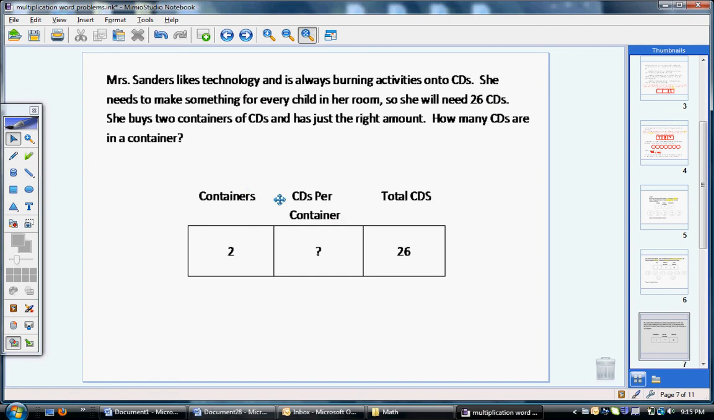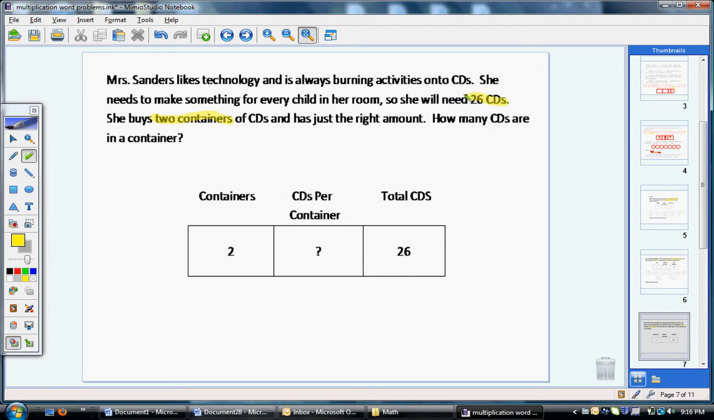First thing you need to do is draw that diagram. I know that I'm buying packages or containers of CDs. I'm trying to figure out how many CDs there are per package or a container. And I know the total number of CDs. After I've drawn my diagram, I go back and look for those keywords in my story. I can see that she will need 26 CDs. She's buying 2 containers. And we're trying to figure out how many CDs are in each container.